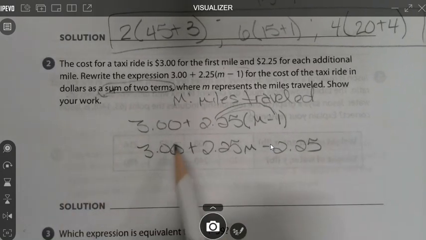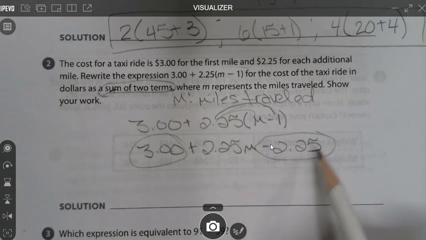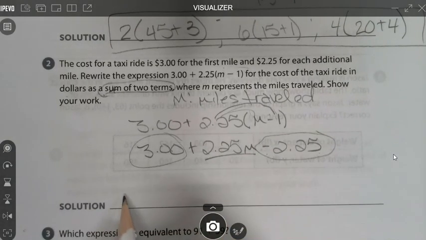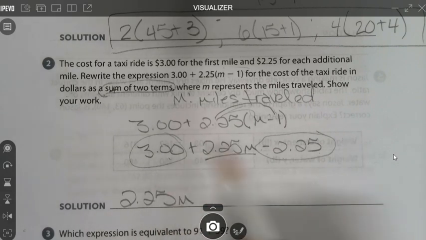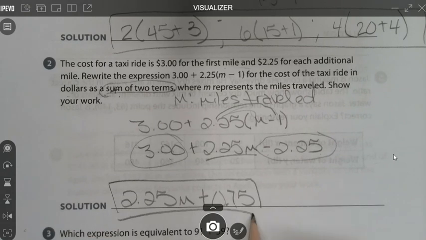Are any of these like terms? Yes. Your 3 and your minus 2.25. Remember, that operation goes with that number. So I need to make sure I include that. So this does not have a like term. I'm going to go ahead and just write that: 2.25M. And then 3 minus, think about it like dollars. $3 minus $2.25. How much money would you have left? 75 cents. So it would be plus, because it's a positive 0.75. Now, is this the sum of 2 terms? Yes, it is. And I am done.